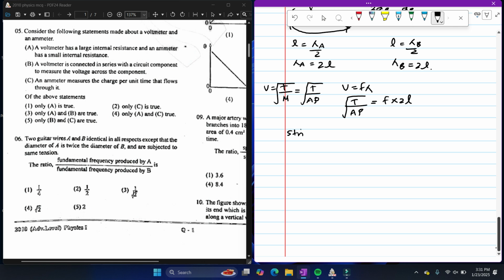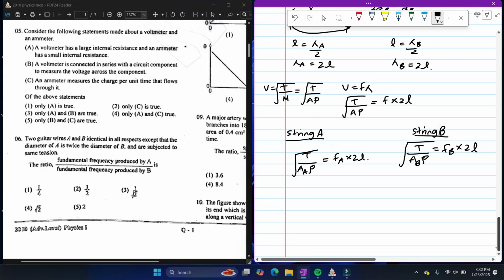For string A, root of T divided by area of string A into rho, equals FA into 2L. For string B, I can write root of tension divided by AB rho, equals FB, frequency of string B, into 2L. Afterwards, I'll name this as equation number 1 and this as equation number 2.